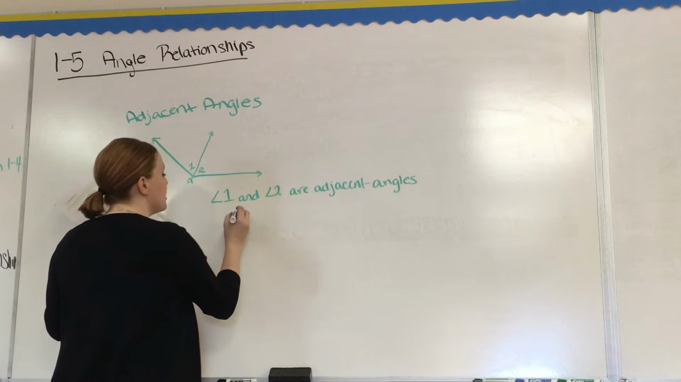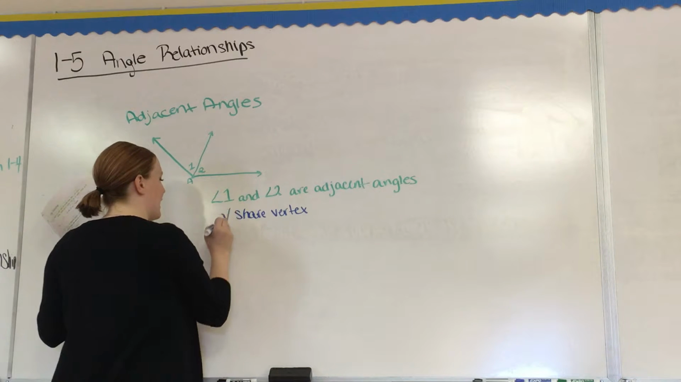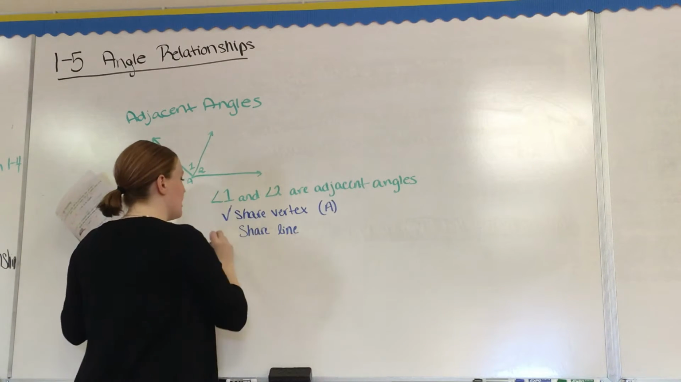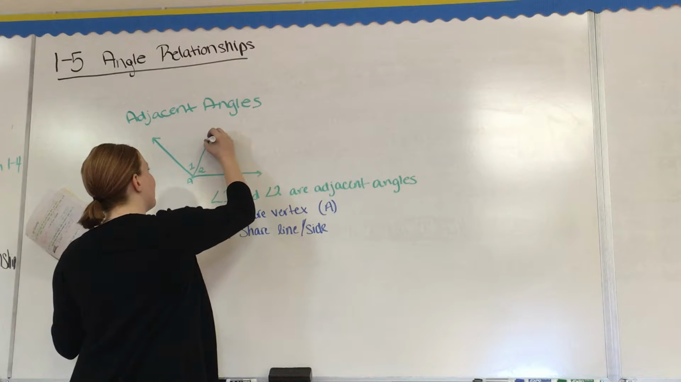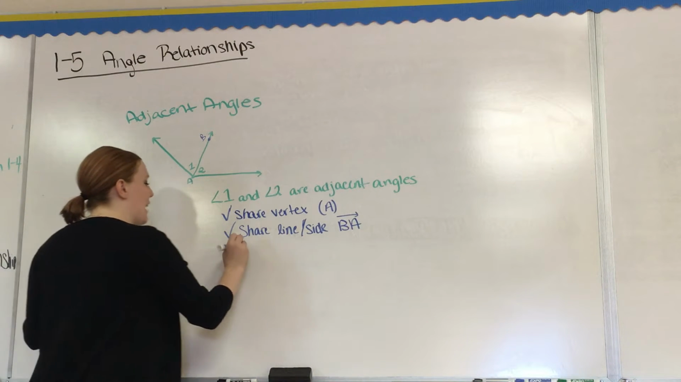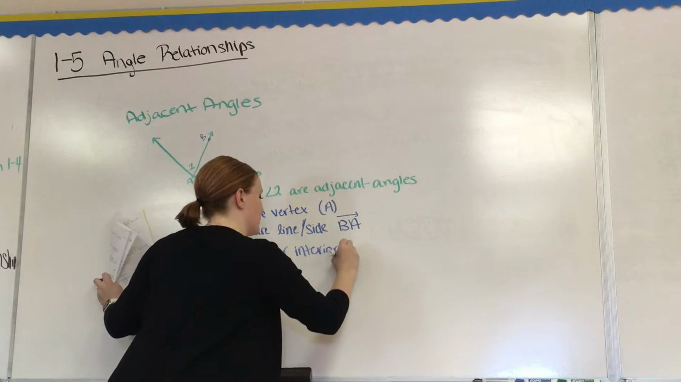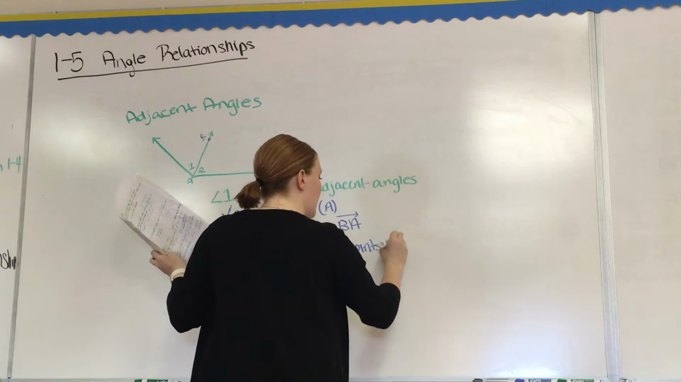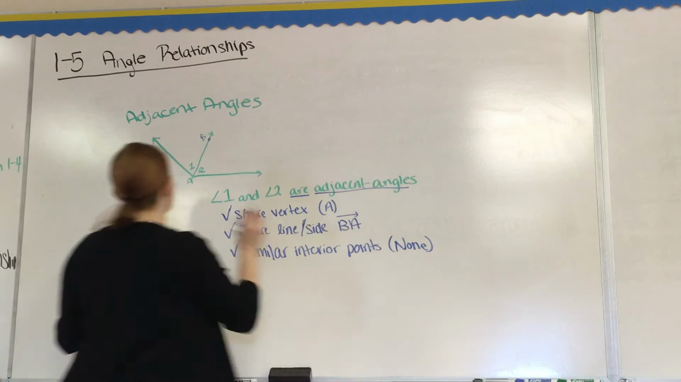Why, you might ask? Let's go through our checklist. Do they share a vertex? Yup, we have vertex A, so that's a check. Do they share a ray or line, a side? Check, because we have this. If I put a B up here, it would be line BA. And then do they have any common interior points? No, they don't, so we are good there. None. Awesome. So do you kind of get how we can go through this checklist? So they are adjacent angles, angle 1 and 2 here.